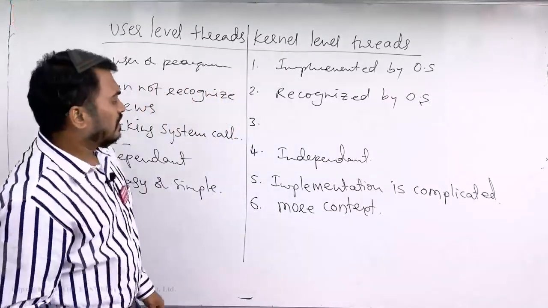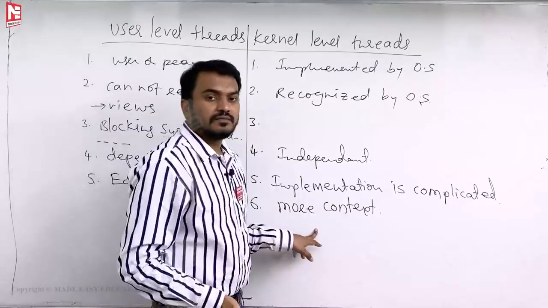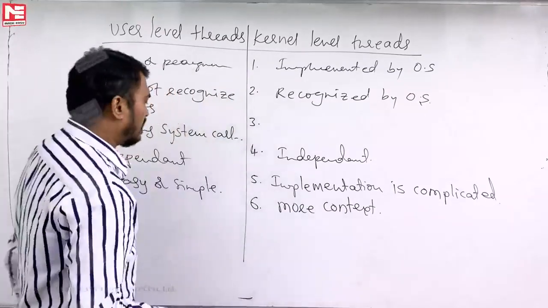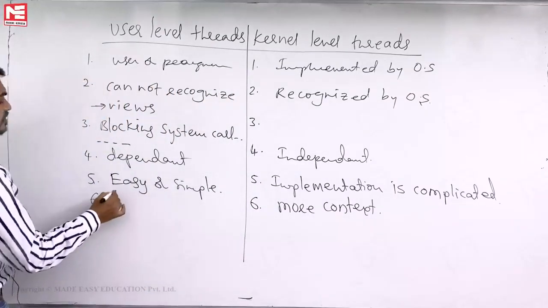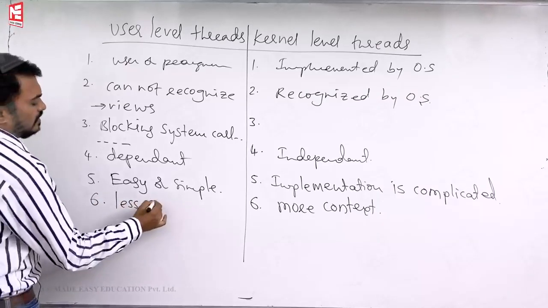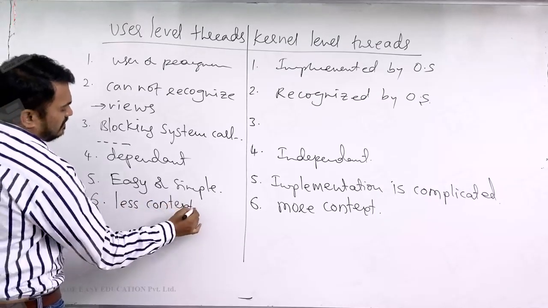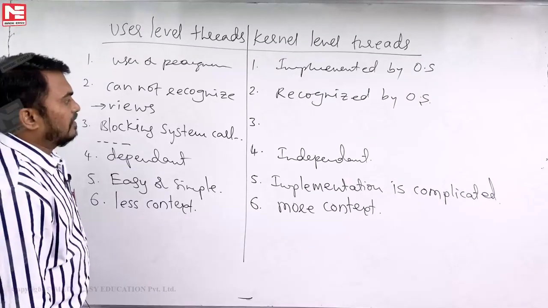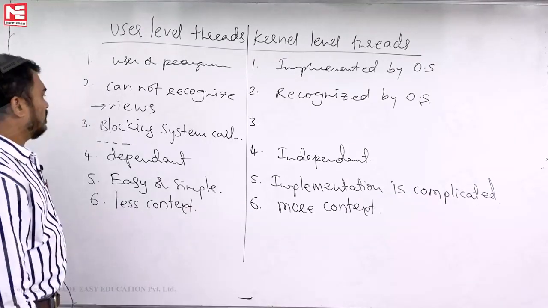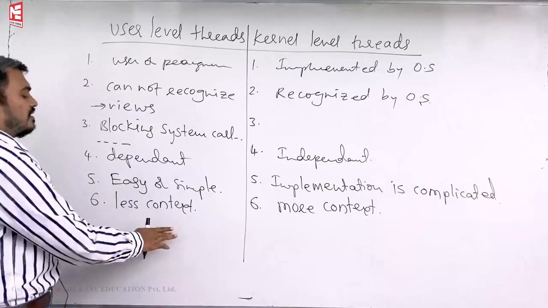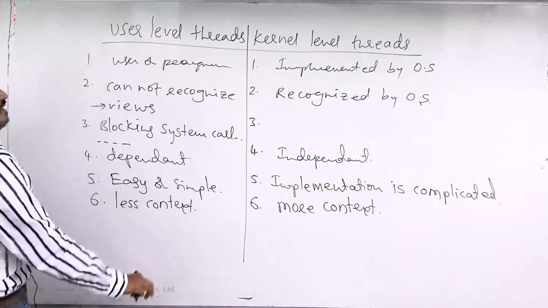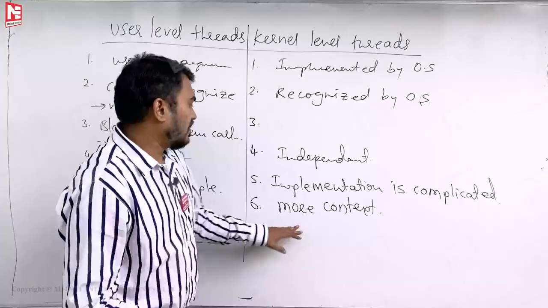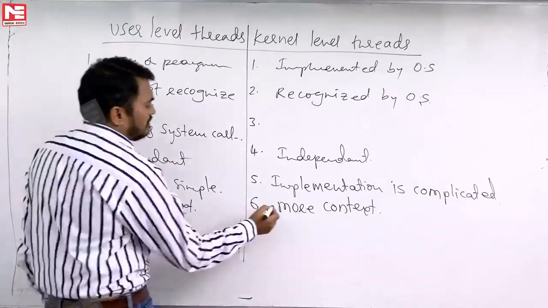Write here: kernel level threads will have more context. And coming to the user level threads, they will have less context. So kernel level threads have more context, but user level threads will have less context.